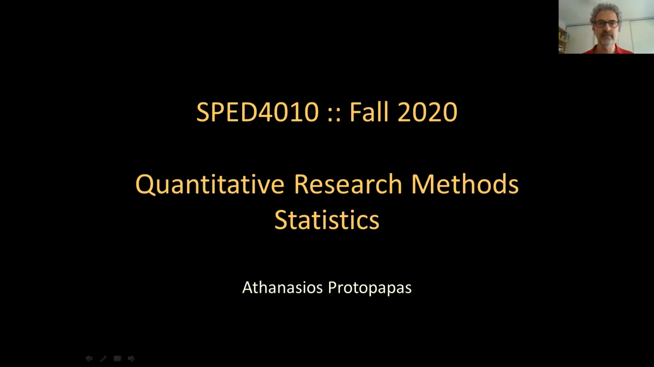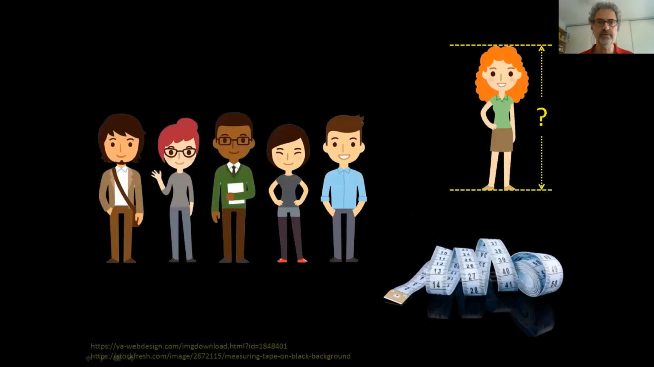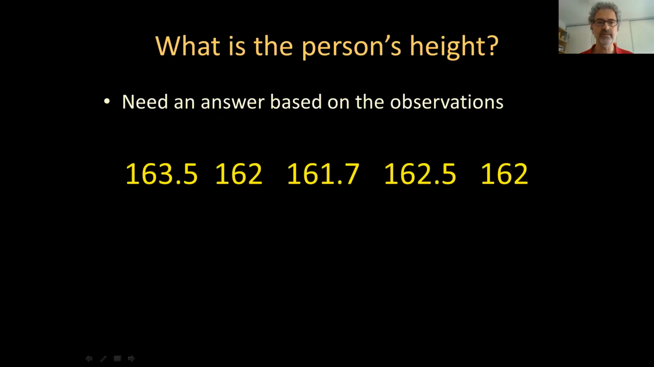In this video, we will go into how the mean is defined and what that means. We're going to use this example of 5 students measuring the height of one other student with a measuring tape and producing a set of estimates that we have from a previous class. And the question is, what should we answer as being the person's height?